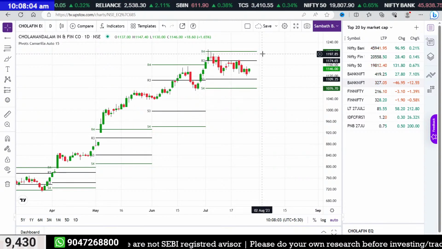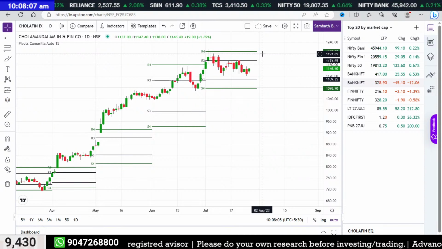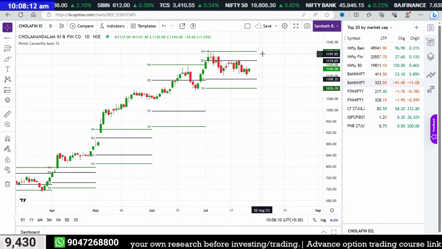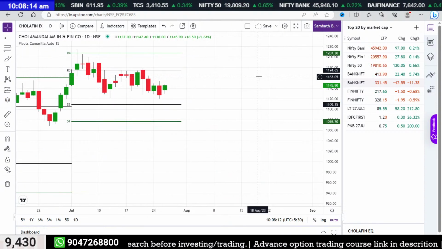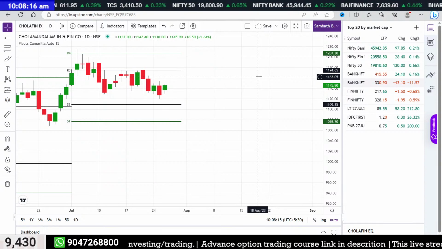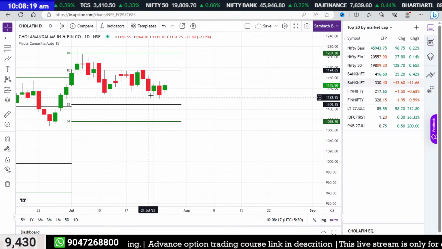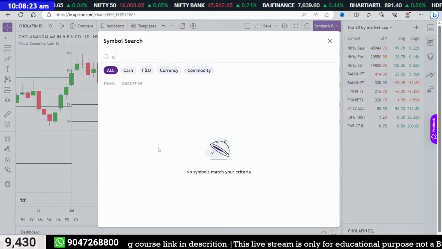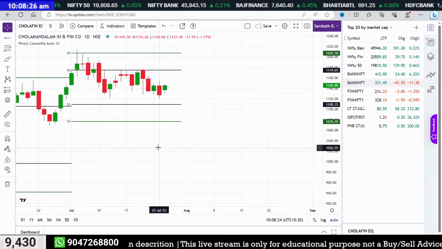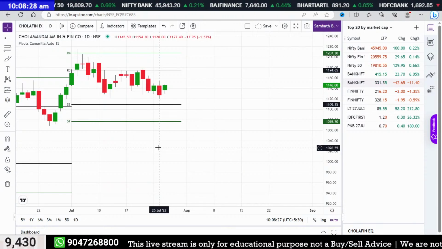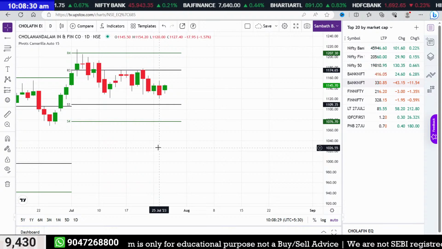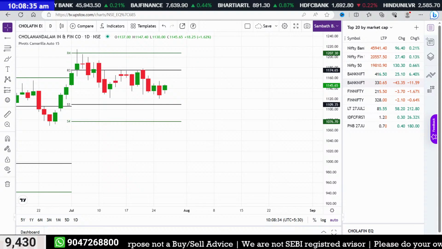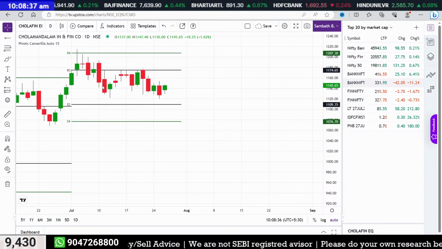So it is very flat. One day red, one day green, one day red, one day green. But still the market is trading on the same level. Nowhere has it gone. The same range. Look at this. I think if you draw a line, the entire market is in the range only.